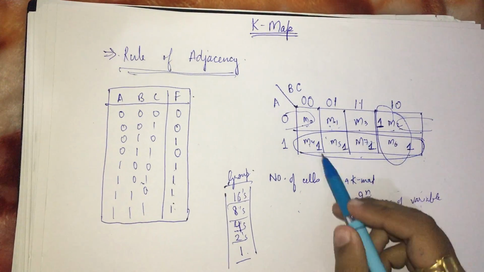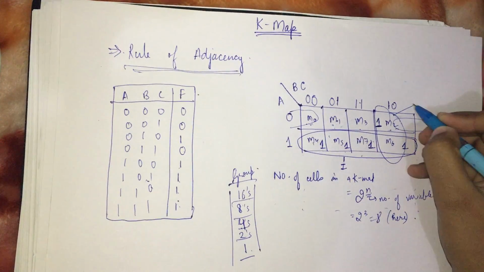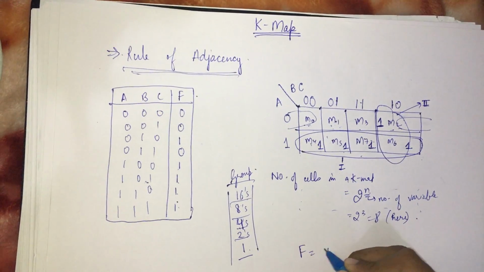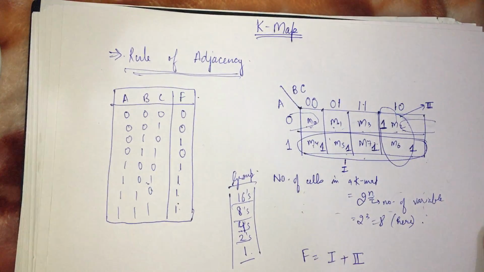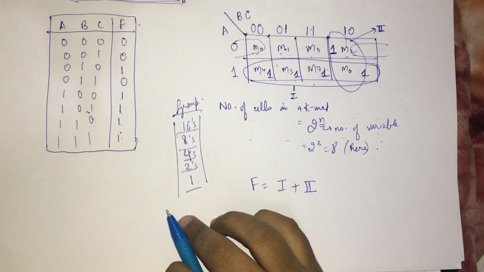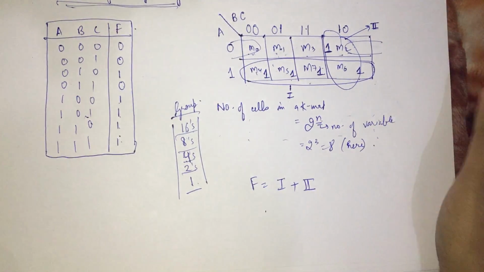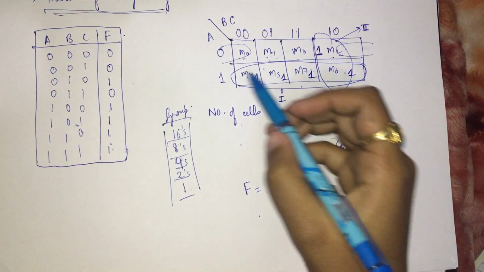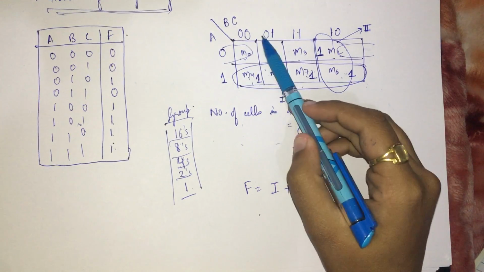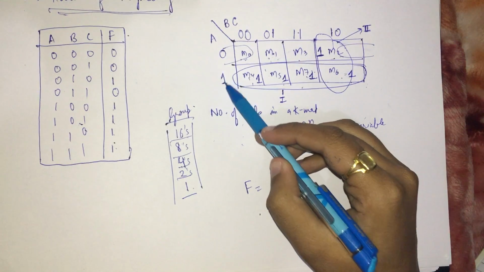So now how will I write down the expression? This is my group 1 and this is my group 2. So my expression is equal to 1 plus 2. Now what is this 1? I have to find out which of A, B, C is not changing. So let's find out in group 1. A is 1 here also, here also, here also, here also. B is changing from 0 to 1 and C is also changing from 0 to 1. Only the A remains constant.